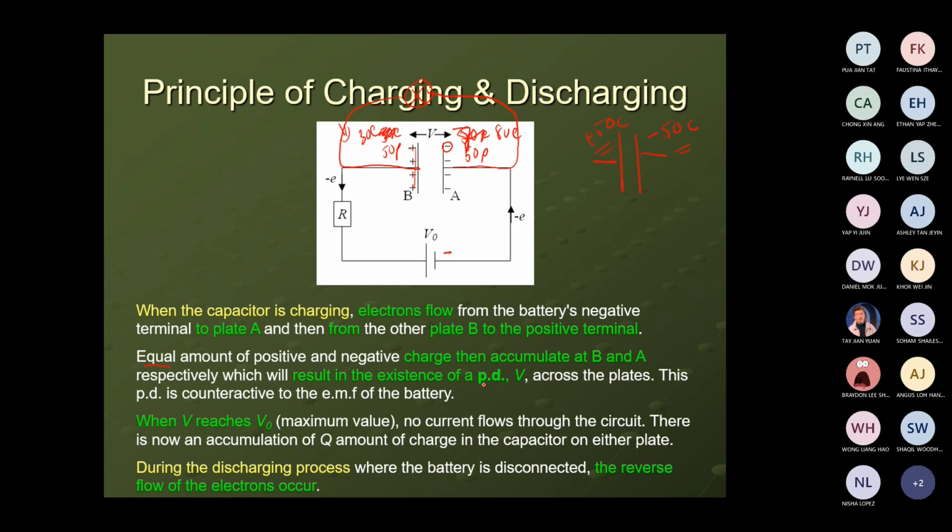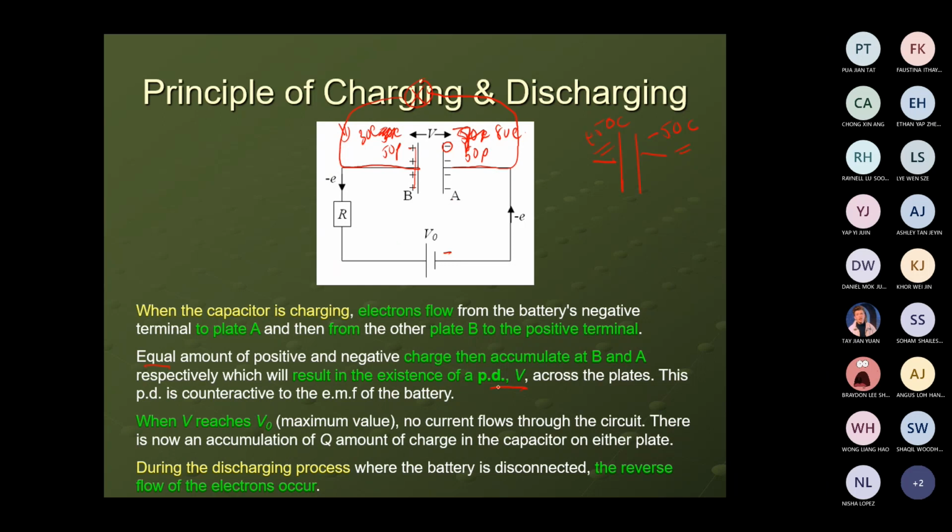This results in the existence of a PD across the plates. This PD is counteractive to the EMF of the battery. Counteractive means it opposes the EMF of the battery. The battery helps to store the charge, but the voltage created by the capacitor opposes the voltage of the battery. This causes the current in the circuit to drop. At the end, the current becomes zero.